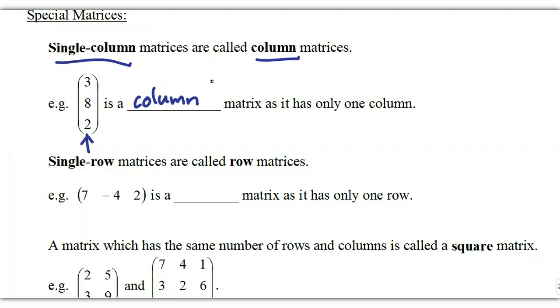Similarly, for any matrix that has only one single row, we call it a row matrix. Sometimes you will come across this in questions where they refer to it as a column matrix or a row matrix. So you need to know that this refers to matrices that have only one row or one column.